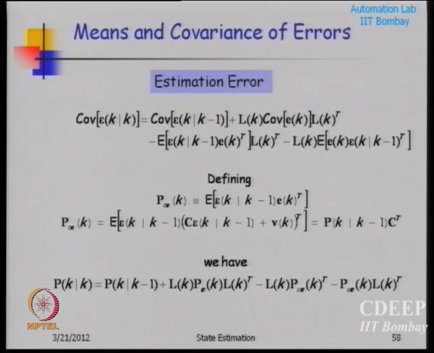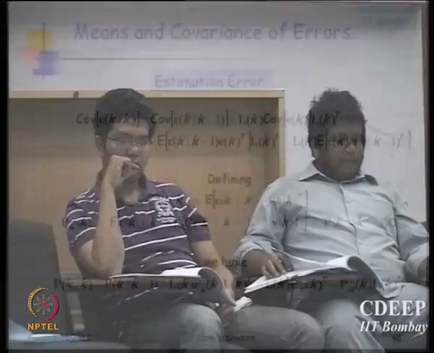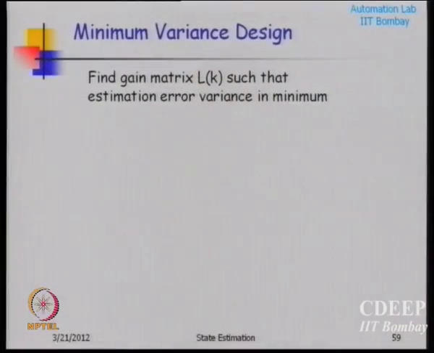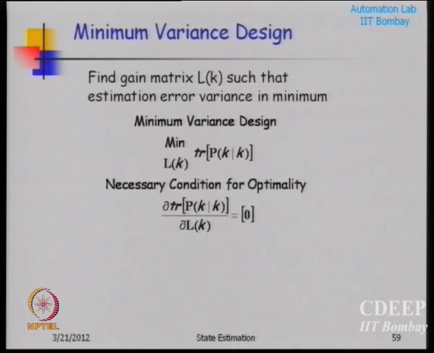So now it depends upon how we choose this LK. So the question is, how do I choose LK and maintain the positive definiteness of PKK? Okay, so now what I am going to do is find the gain matrix LK such that the estimation error has minimum variance.